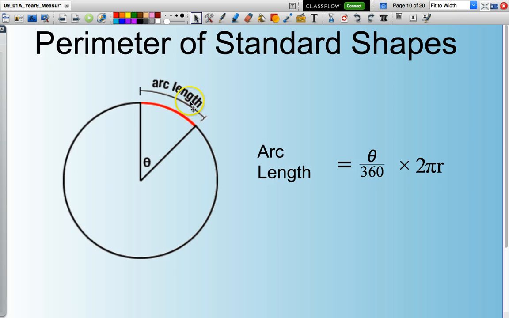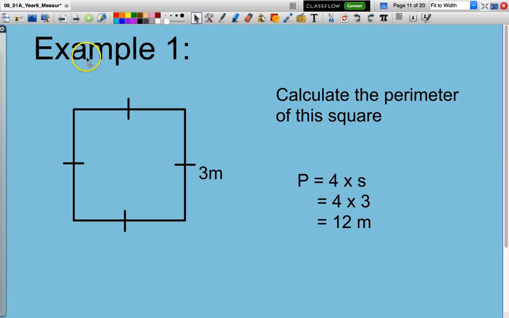If I'm working with an arc, you'll see this here, that red section there is my arc. It's basically, I need to work with the perimeter of a full circle, which is 2 times pi times r. And then I know this is a fraction of a circle. And what fraction is it? Well, it is theta, because that is the angle, divided by 360, because there are 360 degrees in a full circle. And we'll just move on to the next shape. We've got a few examples happening now.